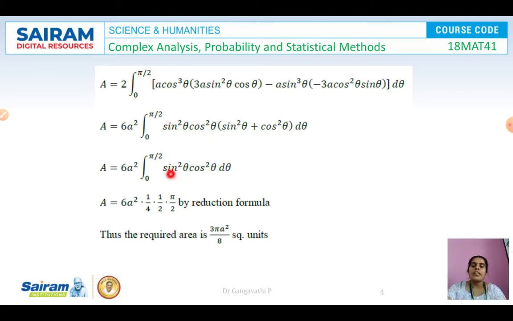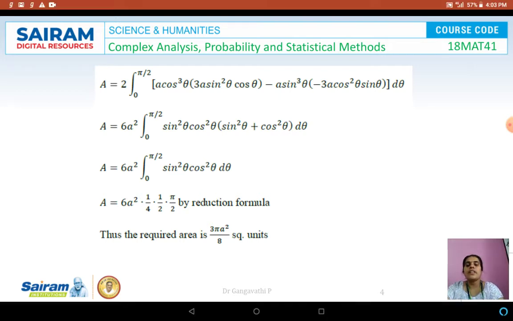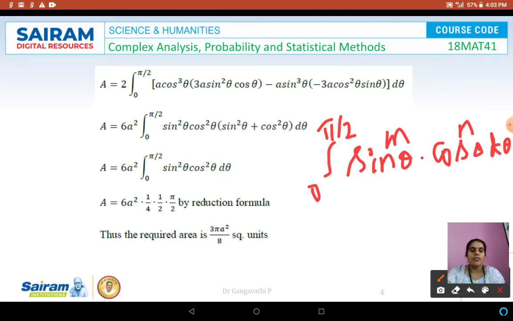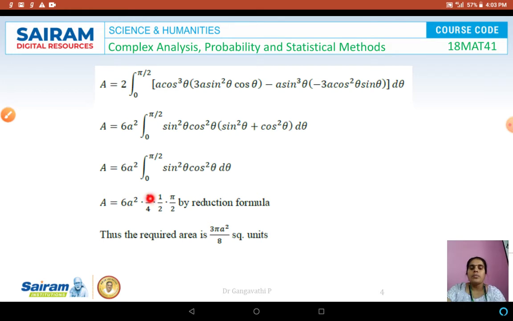So now how do we evaluate this? The integral 0 to pi by 2 of sin square theta into cos square theta d theta must be evaluated by using the reduction formula, which is of the form integral 0 to pi by 2 sin to the power of m theta into cos to the power of n theta d theta. By using that result, the reduction formula gives us (m minus 1) divided by (m plus n), into (m minus 3) by (m plus n minus 2), and similarly (n minus 1) divided by (m plus n) and so on.